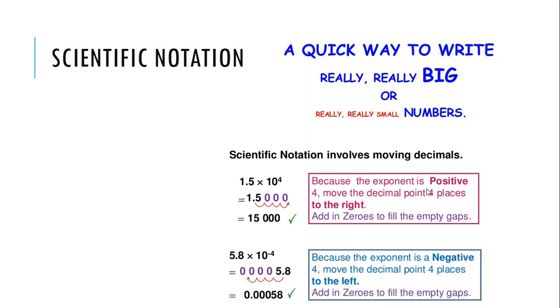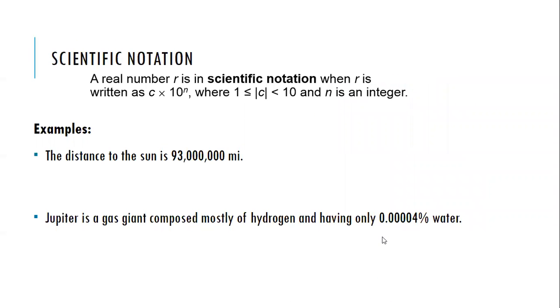So here, if the power is positive, then I move to the right, and that's what the number is in expanded form. If the power is negative, then I move to the left, and that is the value of the number in expanded form. So let's look at some examples.